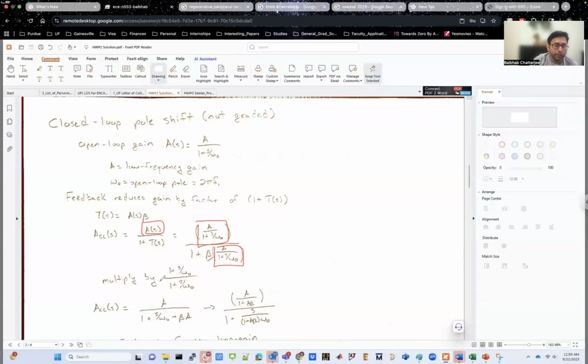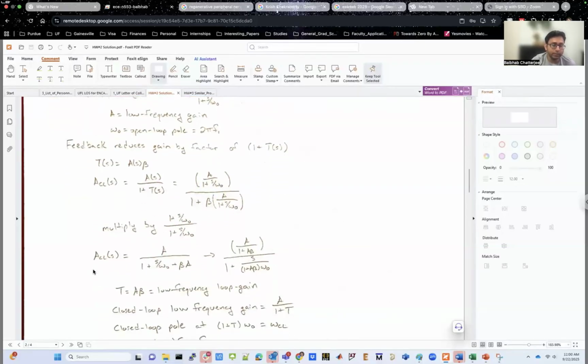Now, if you multiply by 1 plus s over omega naught at the numerator and also multiply by 1 plus s over omega naught at the denominator, then you get this closed loop equation as A divided by 1 plus s over omega naught, because you had multiplied this 1 with 1 plus s over omega naught, and that's how we ended up with this, plus A times beta, because A times beta was already there, and that was divided by 1 plus s over omega naught. Now you multiply that by 1 plus s over omega naught. So you can write your closed loop gain equation as A divided by 1 plus s over omega naught plus A beta.